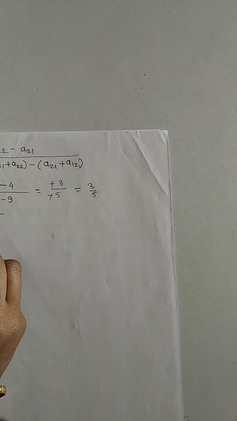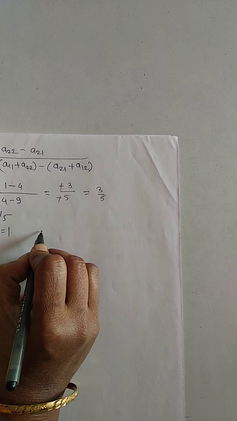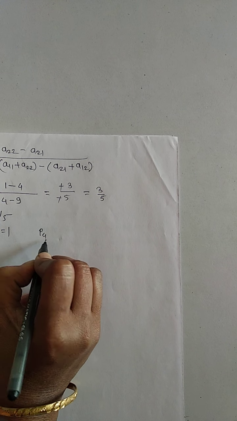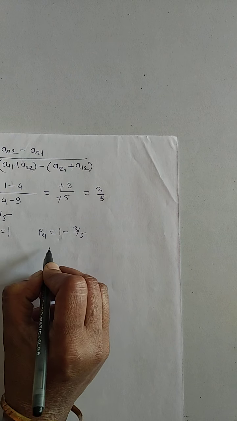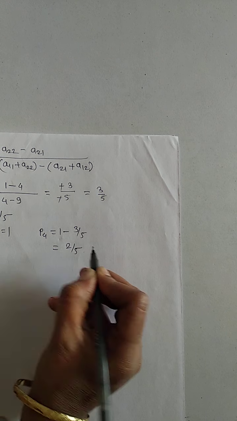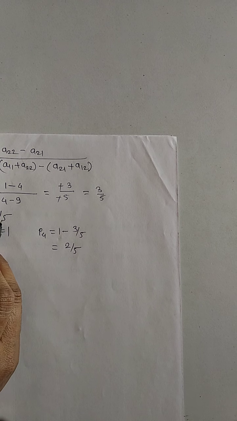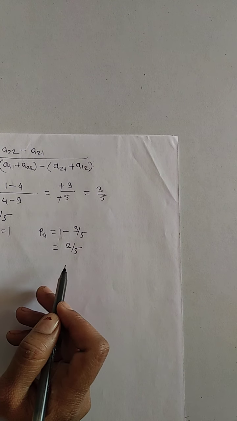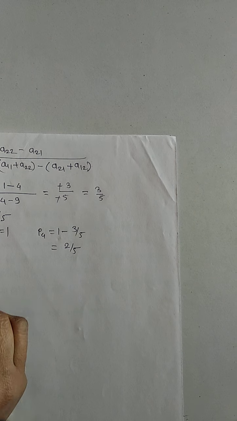Then P2 plus P4 is equal to 1. Put the value of P2 and we get 1 minus 3 by 5, that is equal to 2 by 5. Means the optimal strategy for player A is P2 is equal to 3 by 5 and P4 is equal to 2 by 5. Then find the Q1.